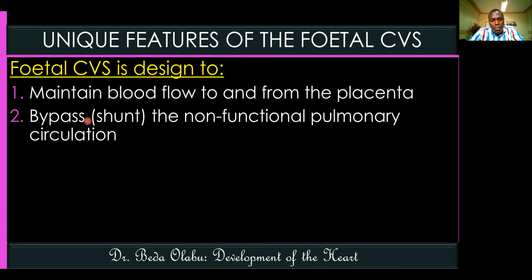Also, because we say that we don't have a functional pulmonary circulation, the fetal cardiovascular system is designed in such a way that it shunts. To shunt is to skip. It shunts the pulmonary circulation so that blood does not go to the lungs, or rather a lot of blood will not go to the lung. So there's a way blood that is supposed to go to the lung is redirected away from the lungs.